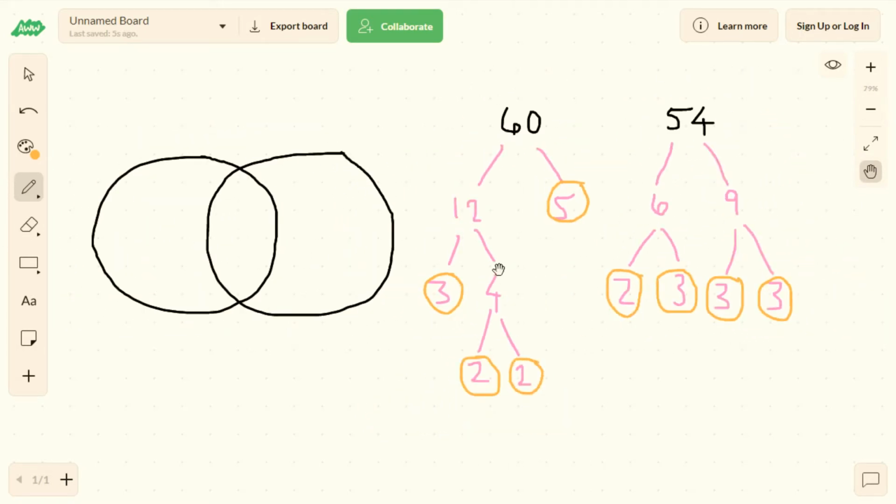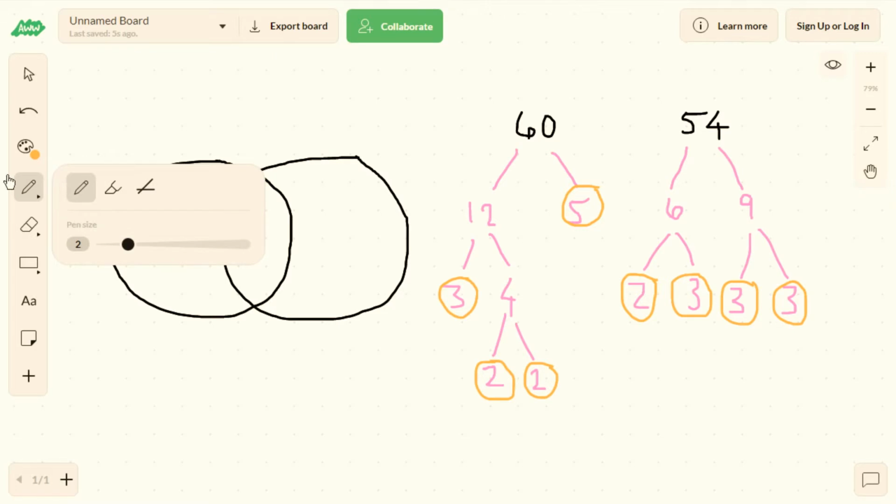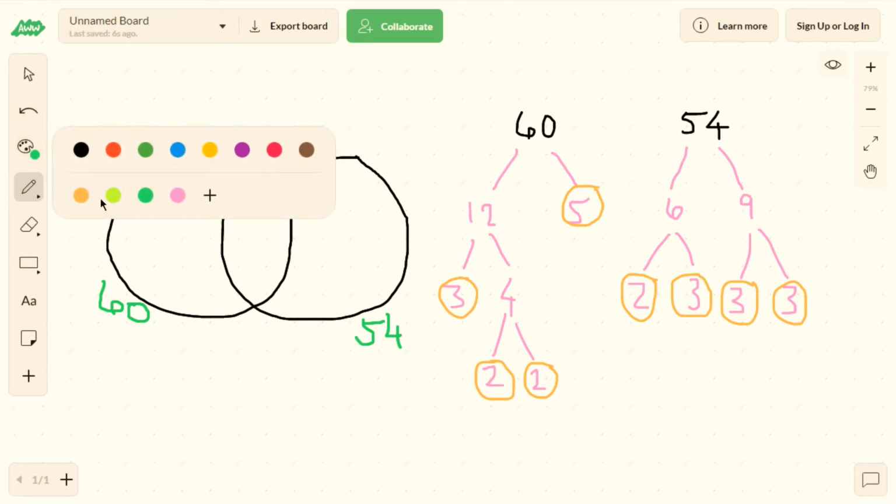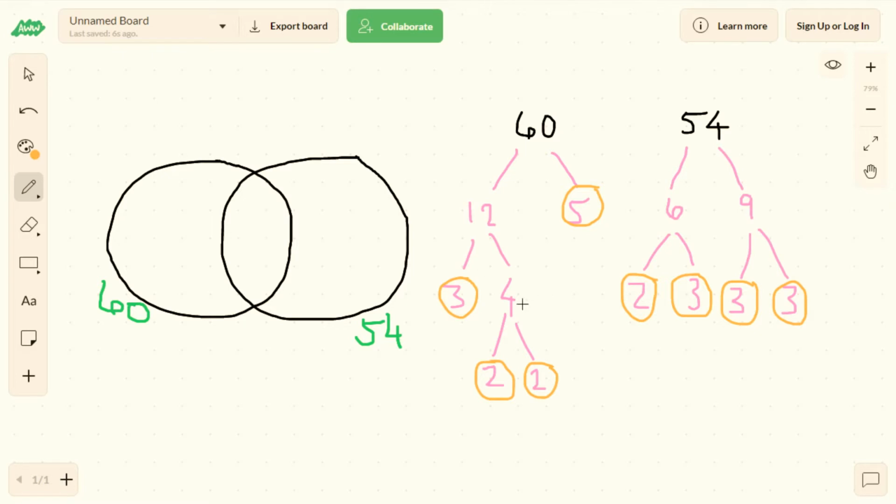I guess I'll just do a quick zoom out so I can fit everything on screen here. And here we'll say in this corner we've got 60, and on this side we've got 54. And we want to take a look at what's in their intersection here. So they both have at least one 2, so there's going to be a 2 in here. They both have at least a 3.